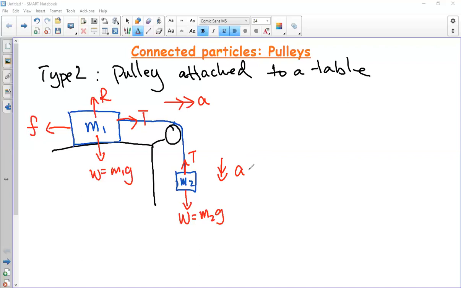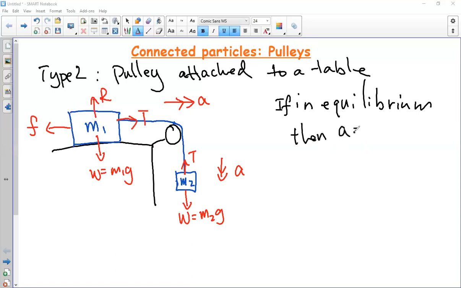One thing you have to be careful about in an exam question is if it mentions the word equilibrium. If it's in equilibrium, then you would know your a is 0, because equilibrium means everything's stationary, staying still. So a is 0.